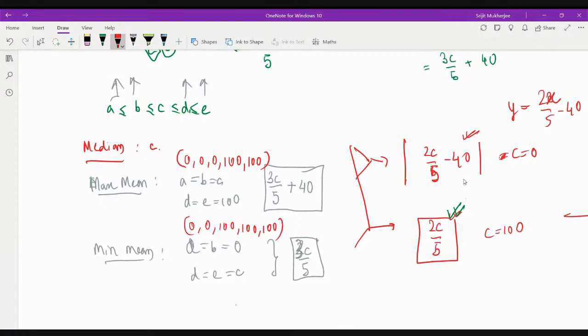Okay, so these are two possible cases. Observe that here the median is 0 and the mean is 40, and here the median is 100 and the mean is 300 by 5, that is 60. See, this is a really intriguing problem. I like this problem.